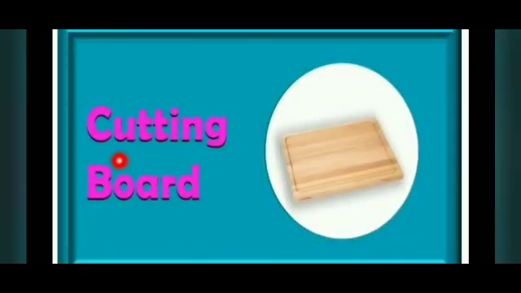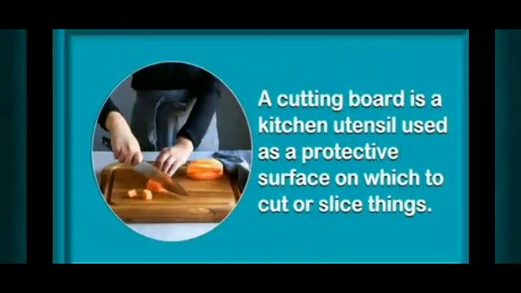Cutting board. C-U-T-T-I-N-G. Cutting board. B-O-A-R-D. Cutting board. A cutting board is a kitchen utensil used as a protective surface on which to cut or slice things. It is used for cutting all the vegetables and fruits.